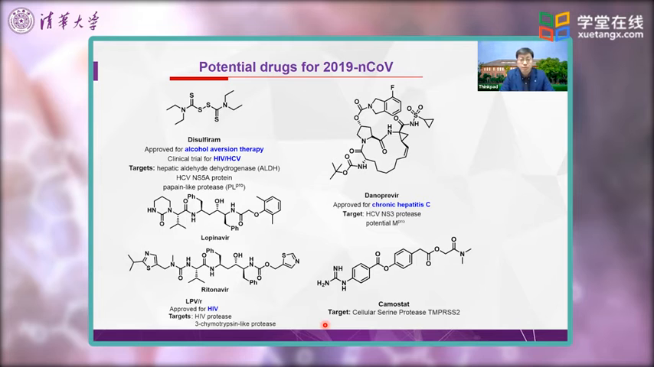Besides those drugs, other potential drugs have been proposed for treating COVID-19. On this slide, we can see disulfiram, lopinavir, camostat.